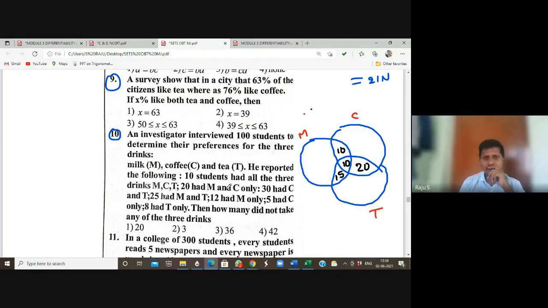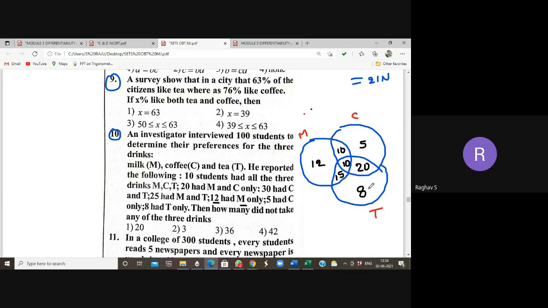See here, they have clearly given that 12 had M only, so this is 12. 5 had C only, clearly they mention only C, how many? 5. T only, 8. If we add everything, 80 is coming, sir. They investigated 100 students, so 100 minus 80, 20, sir.